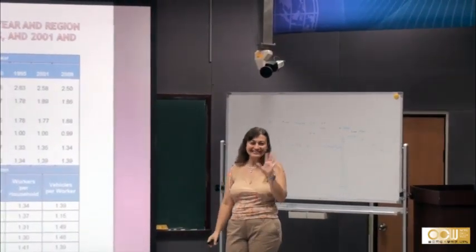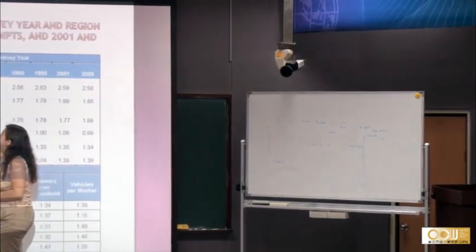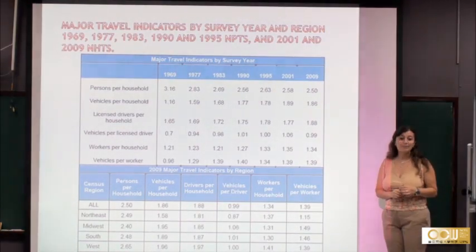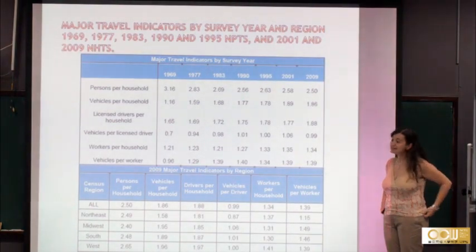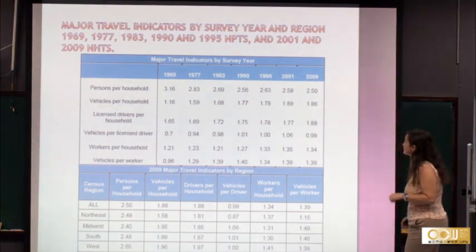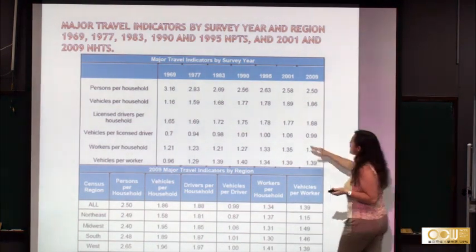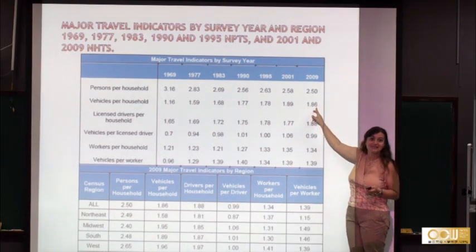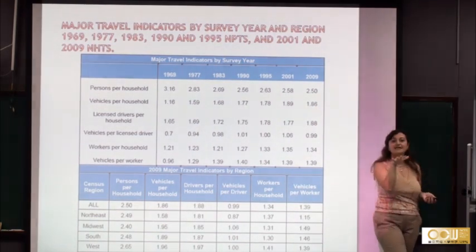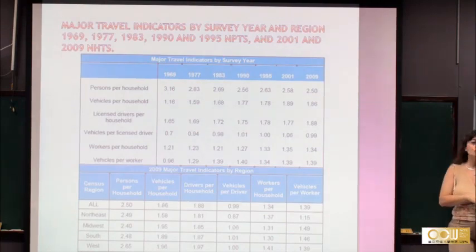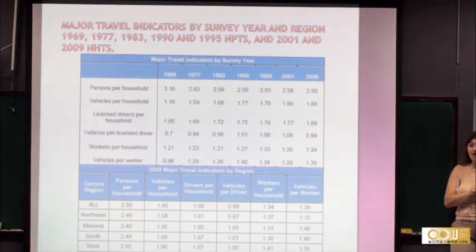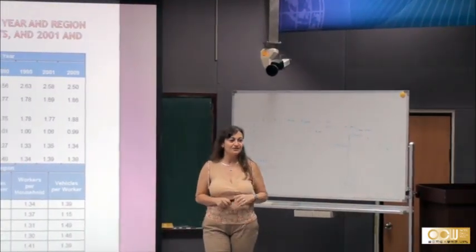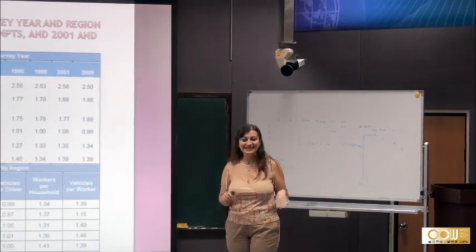Vehicles per household, again, from 1.16 to 1.86, so almost double. In 40 years, the number of cars per household has almost doubled in the United States. What is interesting is that over the past years, you see that for the first time we have seen a decline, a small decline, or stable. We see that this decline is due to the crisis of 2008. But we expect this number to be stable in the next 5 or 10 years. That's what we say, but we never know.